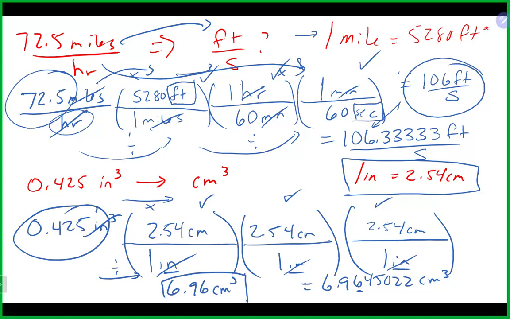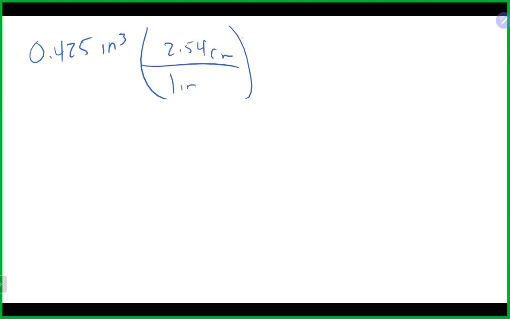That's exactly what I was just going to talk about. And the answer is absolutely. Your question is, I think it was 0.425, right? And that was inches cubed. So your question is, can you do 1 inch, 2.54 centimeters, and cube it like that? Absolutely. There's nothing wrong with that.